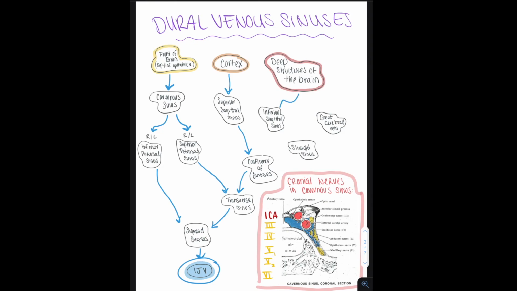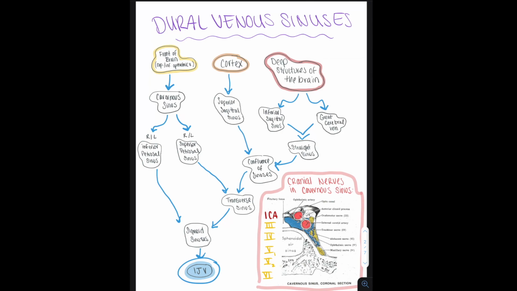The final starting point of the dural venous sinuses is at the deep structures of the cortex. The inferior sagittal sinuses and the great cerebral veins join to form the straight sinuses. These straight sinuses then join the superior sagittal sinuses at the confluence of sinuses, which ultimately, of course, leads out through the internal jugular veins.